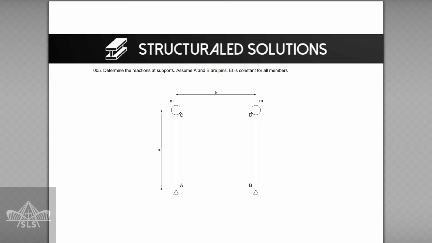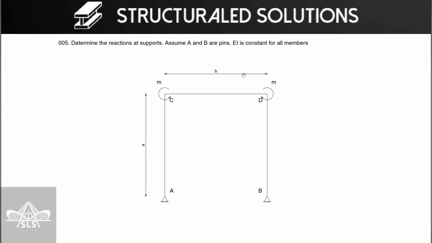Today we are going to solve this U-shaped frame using the force method, and what is required from the task is to determine the support reactions at point A and at point B. Both point A and B are normal pins, and the flexural rigidity for all the members is assumed to be constant. The frame has the following dimensions A and B as shown here, and we have those bending moments applied at the fixed joints C and D.